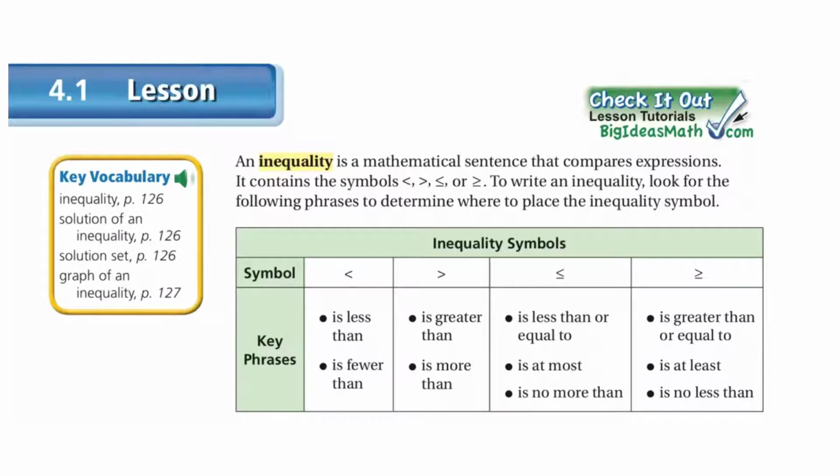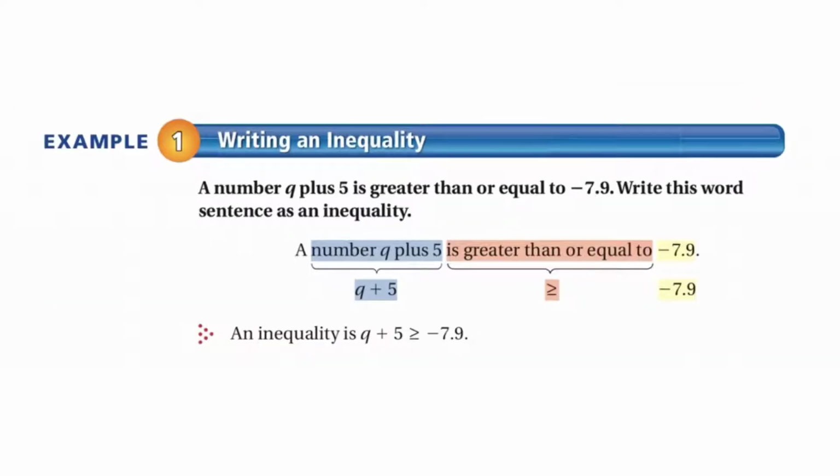It contains these symbols. To write an inequality, look for the following phrases to determine where to place the inequality symbol. So in example 1 here, a number q plus 5, so we know how to write that, q plus 5, is greater than. Well, that's easy. We use the is greater than or equal to, which means it has that little line underneath the greater than symbol to mean or equal to, negative 7.9. So q plus 5 is greater than or equal to negative 7.9.